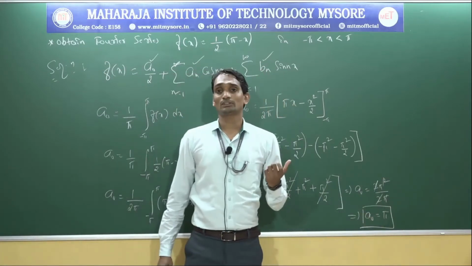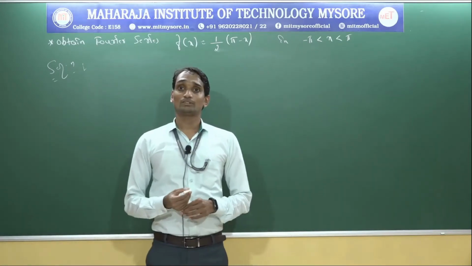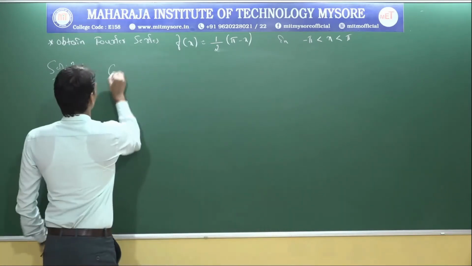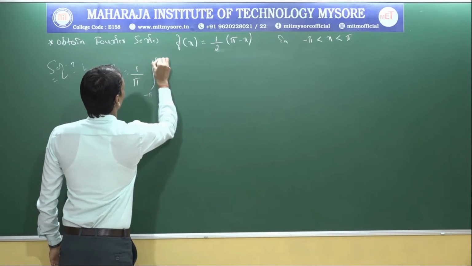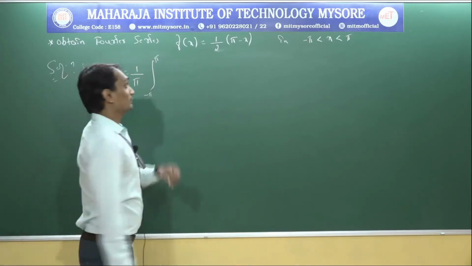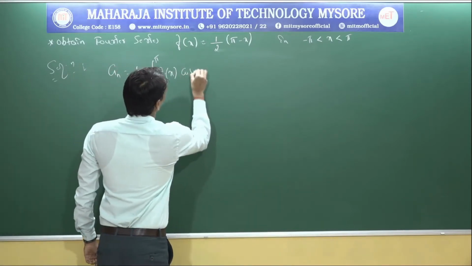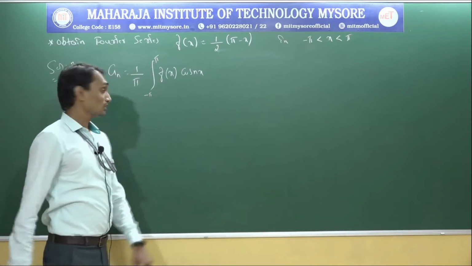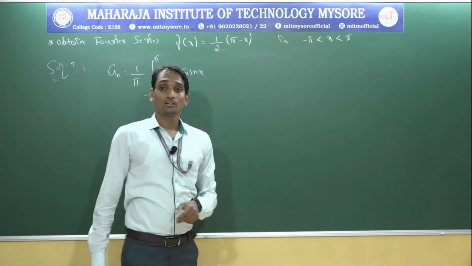Okay, you got the value for a naught, that is nothing but pi. Now the next one is calculating the an and bn values. Now I will move on to the next value, that is an. An equals 1 by pi, integration from minus pi to plus pi of f of x into cos nx.